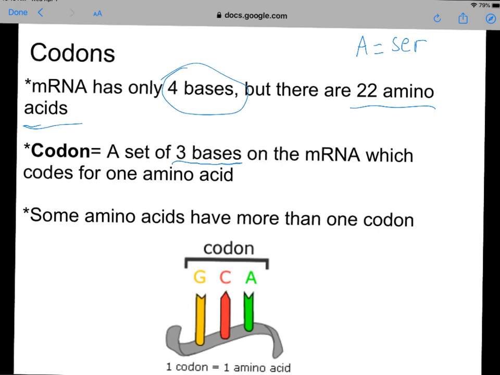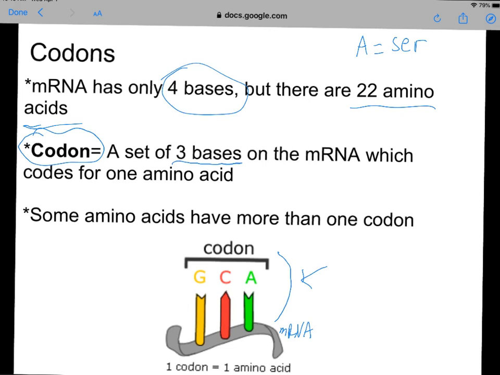So a set of 3 bases, which codes for one particular amino acid, is called a codon. So for example, the codon GCA on an mRNA means a certain amino acid. One specific amino acid corresponds to that combination. And so every 3-base combination corresponds to one particular amino acid.